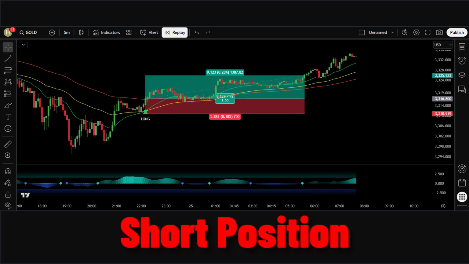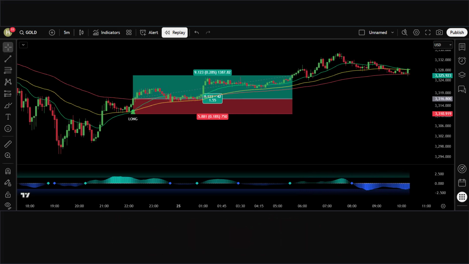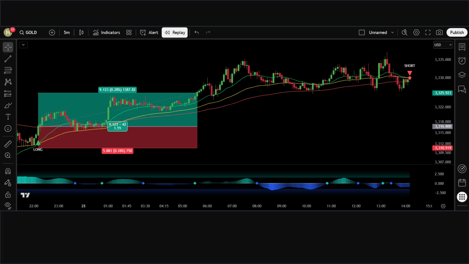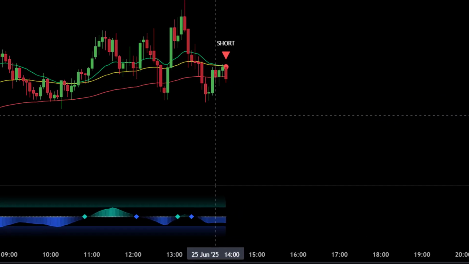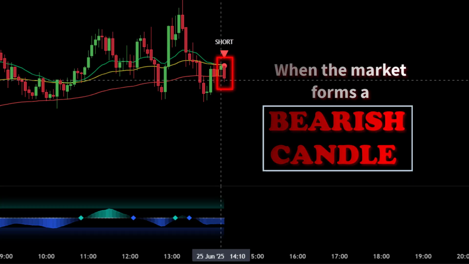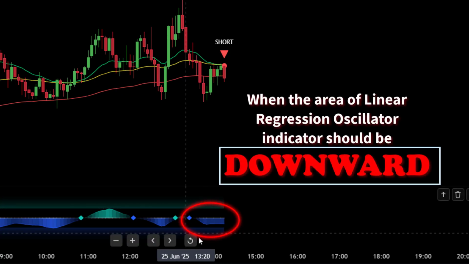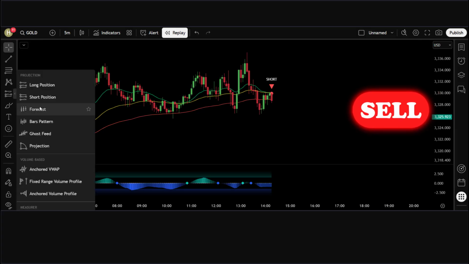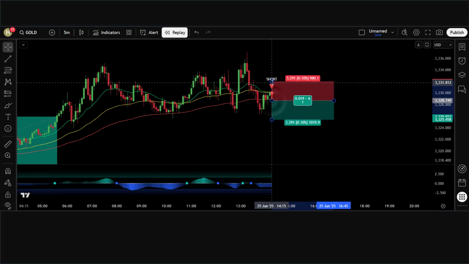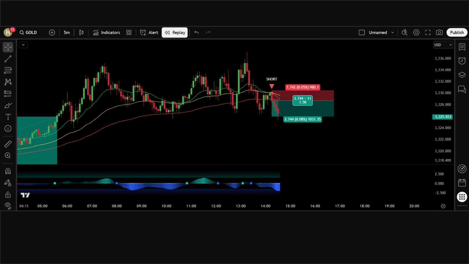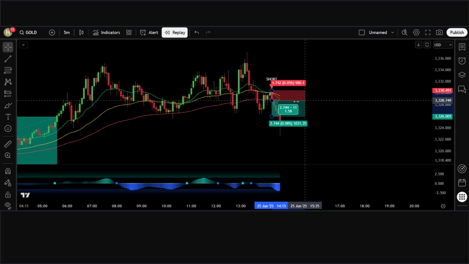Now let us understand the short position. When the 3MA cross-trend indicator gives us a short signal, when the market has formed a bearish candle, and when the area of the linear regression oscillator indicator is downward, if this condition is fulfilled, then we will place a sell order. Our stop loss will be placed at the current market's higher level, and the risk to reward ratio will be 1:1.5. The market has completely hit the target.